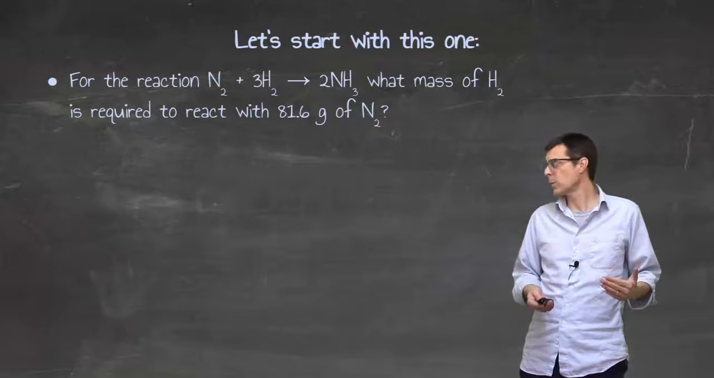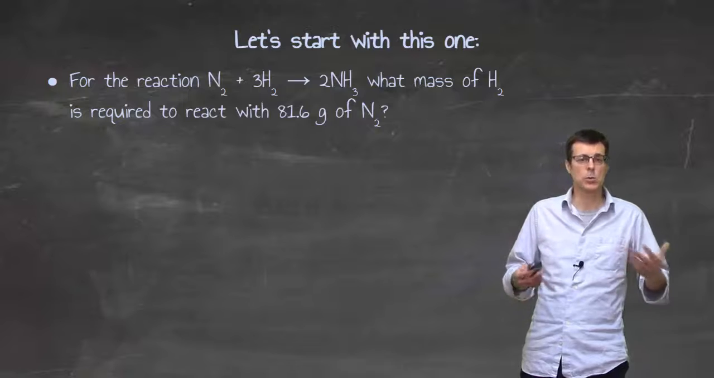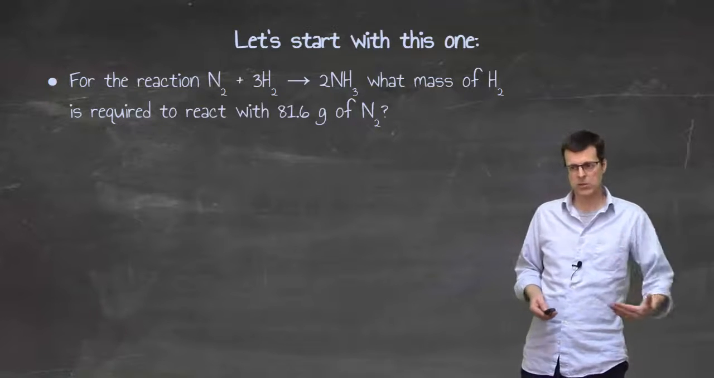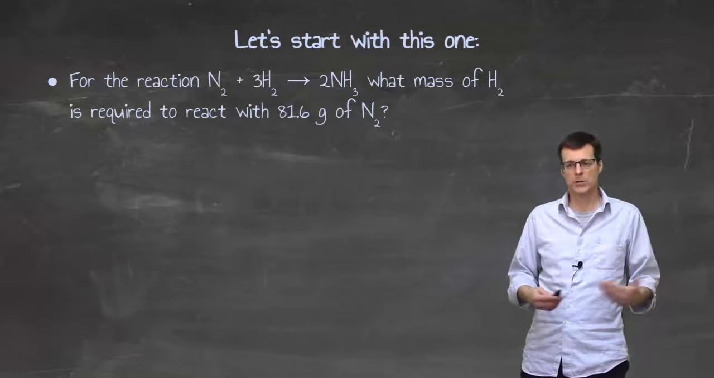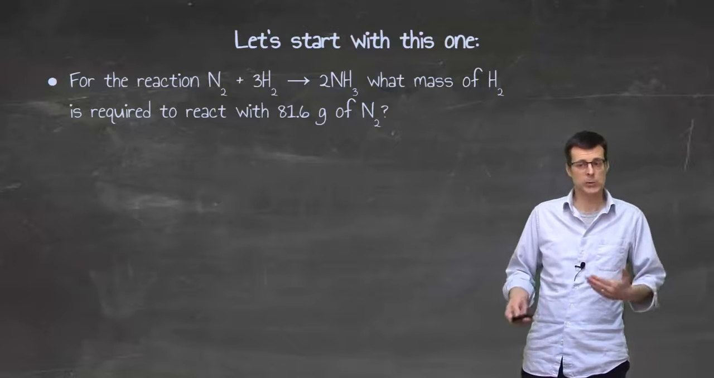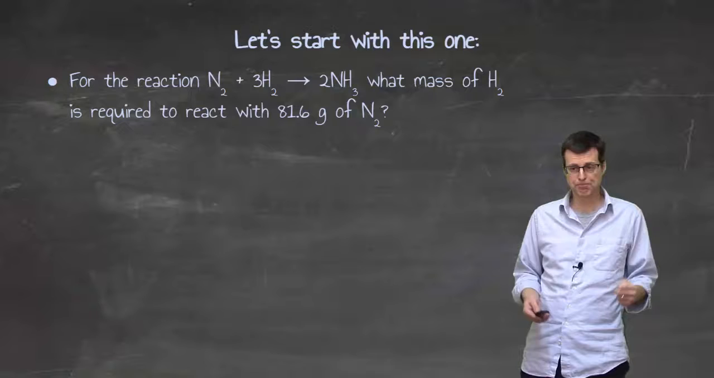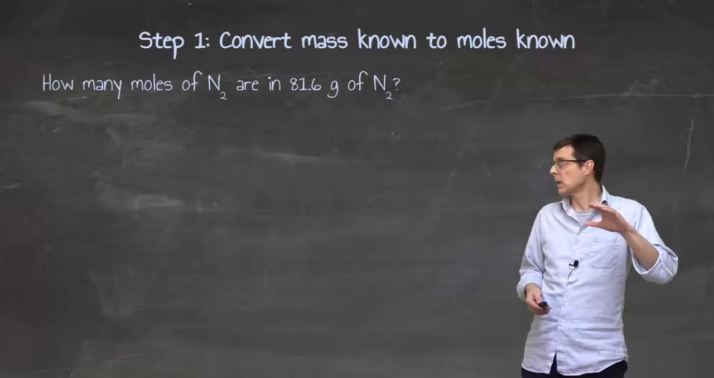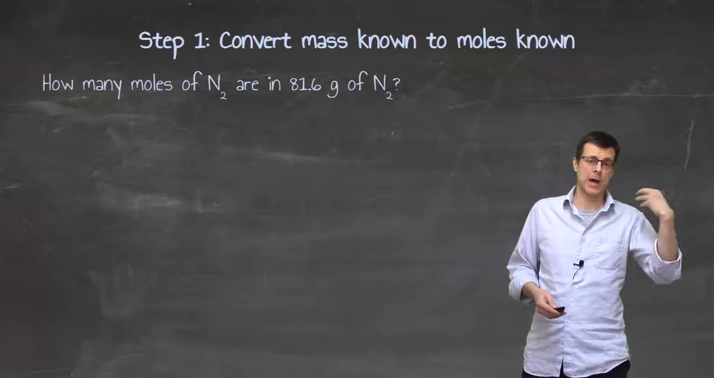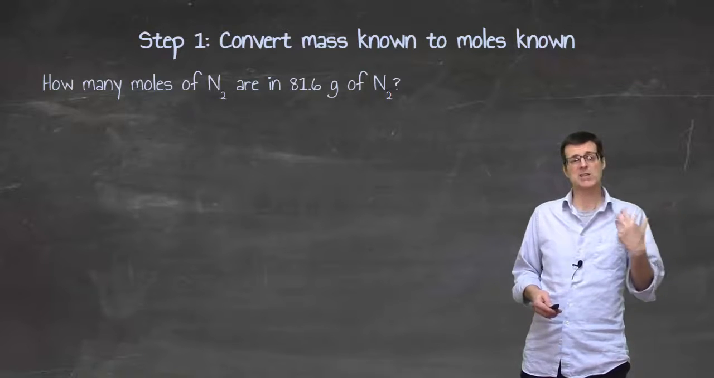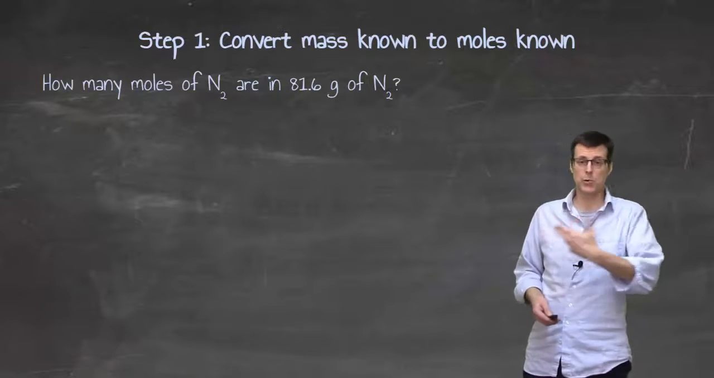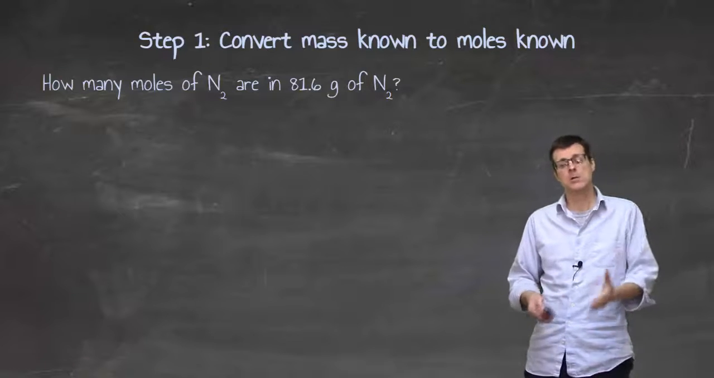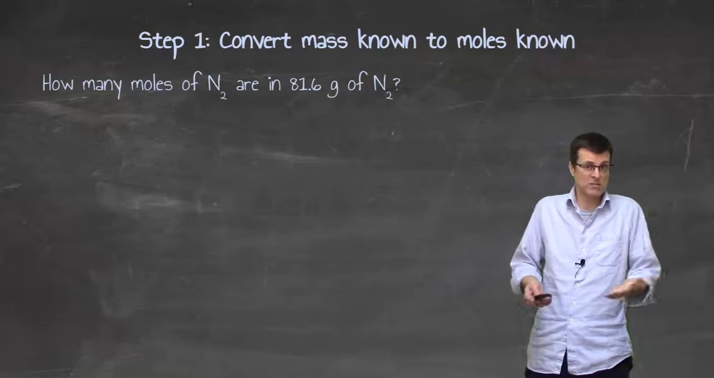So the wording of the question you're going to see is going to look something like that. What mass of H2, hydrogen, is required to react with 81.6 grams of nitrogen? Now we're going to break it down into 3 pieces. And the first piece is to convert from that unit that I can work with, mass, into moles. So step 1 is going to be convert from mass of known that I was given in the question to moles of known.